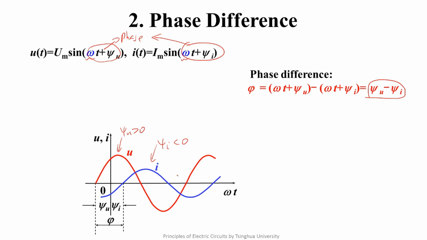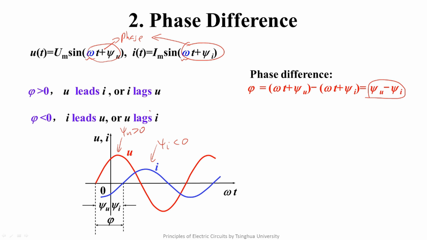For these waveforms, psi u minus psi i is greater than 0. In this condition, we say u leads i, or i lags u. When the phase difference phi is less than 0, it means i leads u, or u lags i.